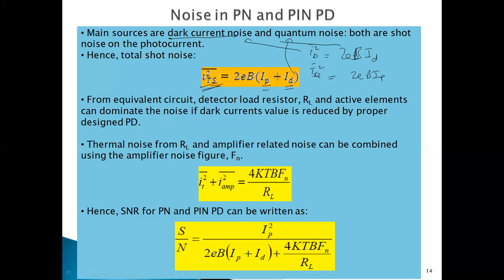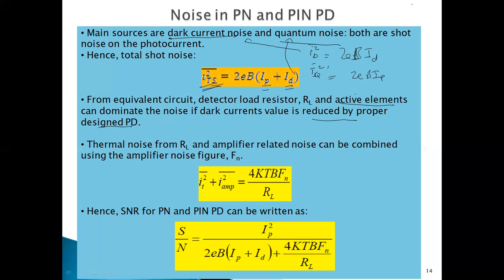From what we have learned previously from the equivalent circuit, we also have the detector load resistor R_L and the active element, the amplifier. These can dominate the noise if the dark current value is reduced by proper design of the PD. If we can reduce the dark current, we can reduce the shot noise value. Then the noise from the detector load resistor R_L and the amplifier will dominate.